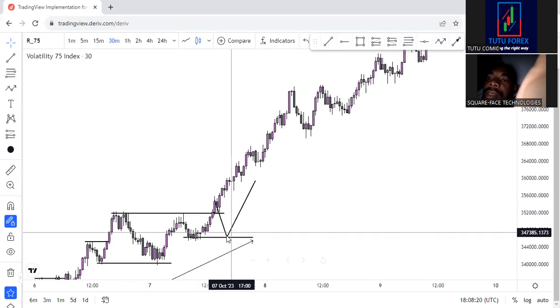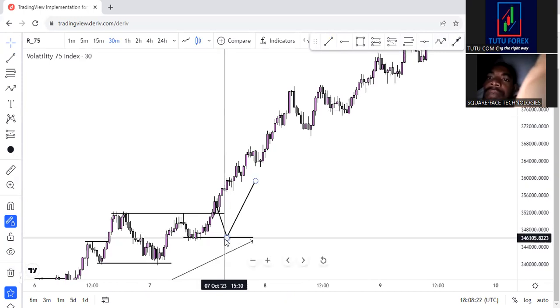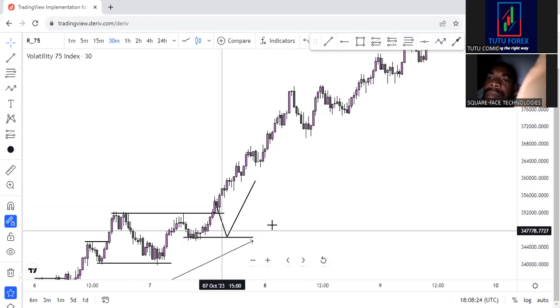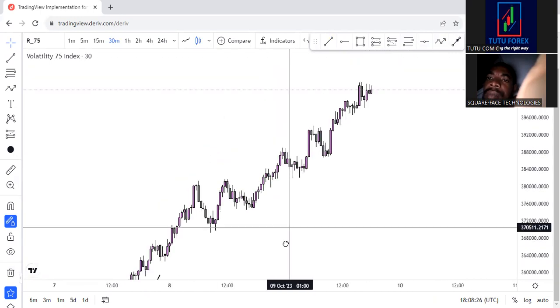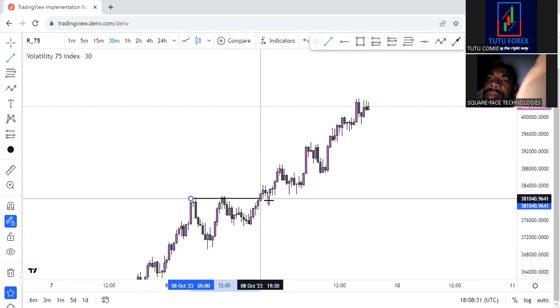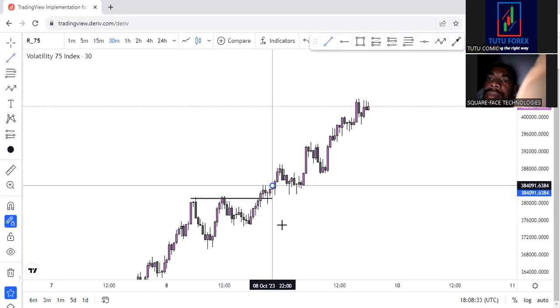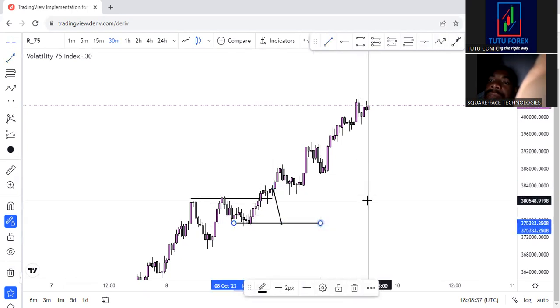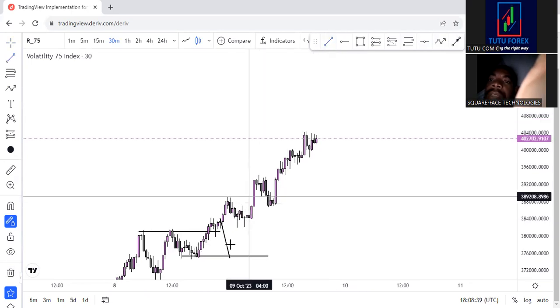You can see multiple times, hoping that price will come and test my level. Price didn't come to test it. I will leave it and let it go. What I'll wait for again, I'll wait for another level. Price didn't come. You keep doing the same thing.